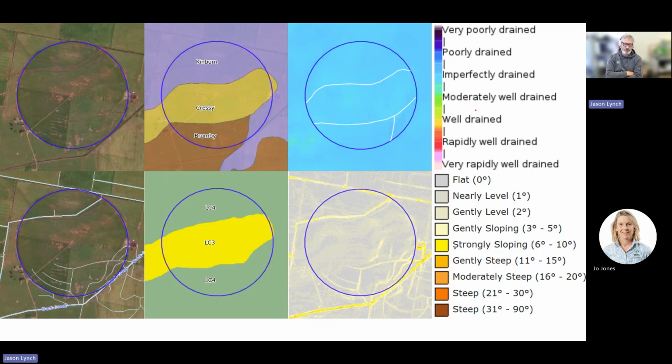It means these soils don't cope well with being over-irrigated. They can be prone to becoming waterlogged. So in terms of irrigation scheduling, that has to be well managed and appropriately dealt with.